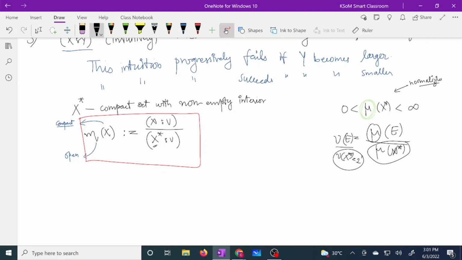The way I am doing that is I am dividing out by its size, whatever is the expected size I am getting. So one way to see it is m v of x star is identically equal to 1, independent of v.